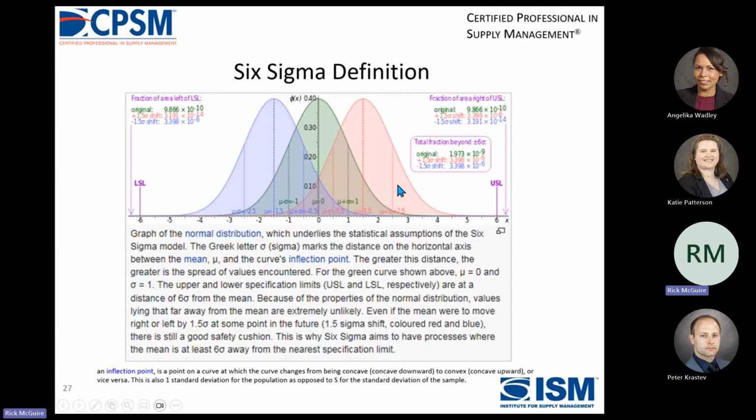Here's your Six Sigma definition, and this is your 1.5 sigma shift, and this gets into the upper spec limits and lower spec limits. That's what these are. This kind of gives you more about what this 1.5 sigma shift is all about. They're not going to test you on that. And then the inflection points.